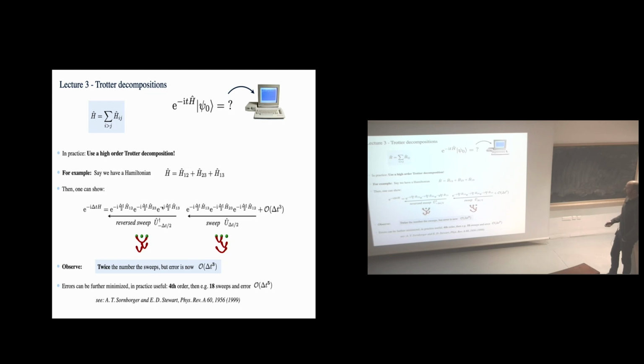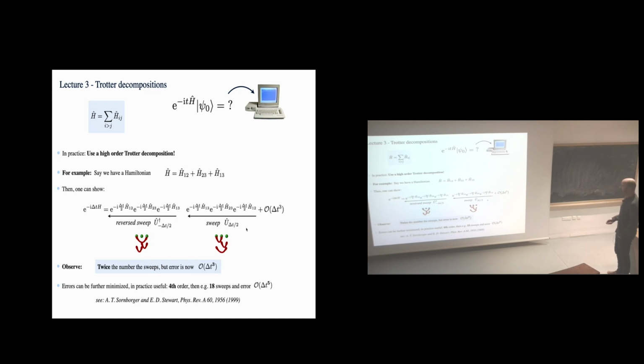I say, okay, I introduce half the time step. And then I start by applying the time evolution for the Hamiltonian 1, 2. Then I go with 2, 3. Then I go with 1, 3. Whatever order I choose. And then I just reverse the ordering, and I go again with 1, 3, 2, 3, and 1, 2. So here I have this sweep that one can call U delta t over 2.